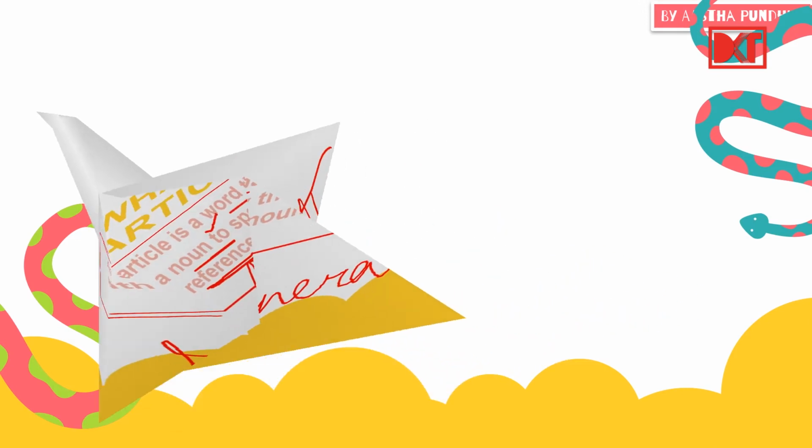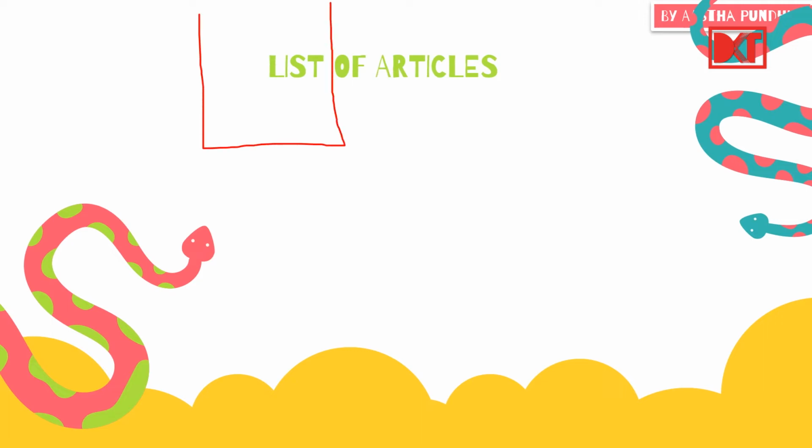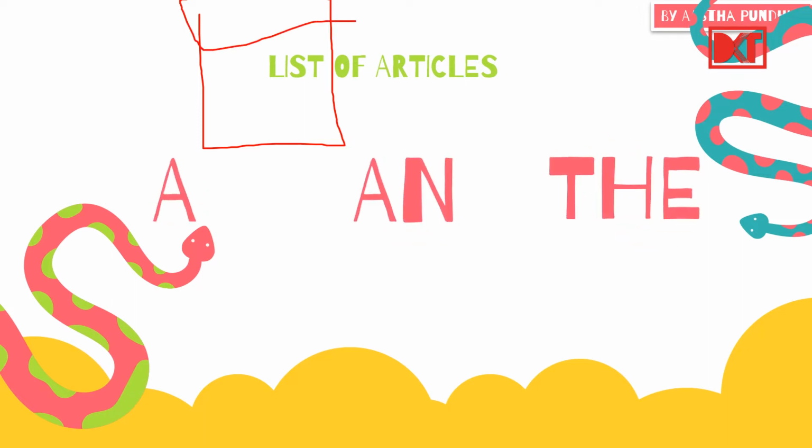Now there is a list of articles which we will study first and take examples accordingly. A and the. बहुत इजी है, बहुत बेसिक है and only 3 examples we have. A, an and the.